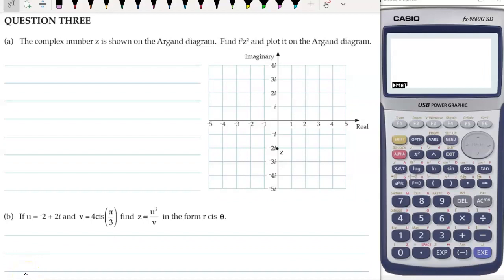Okay, now on with question 3. For A, we need to find the value of this if Z is just here, and then put it onto the Argand diagram. So Z equals minus 2i. It's got no real component.